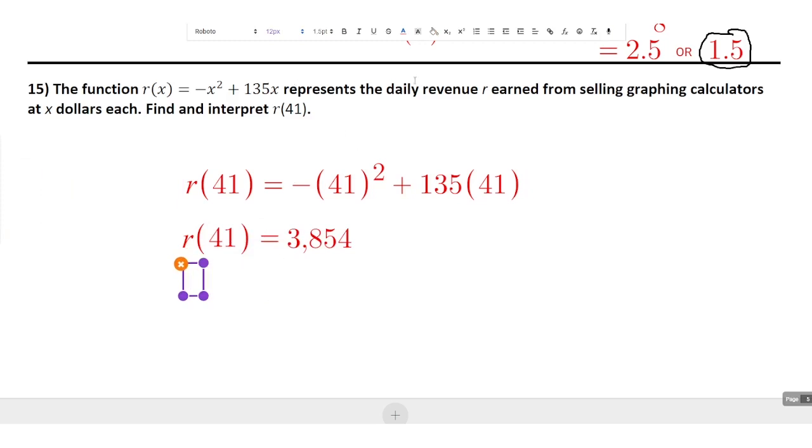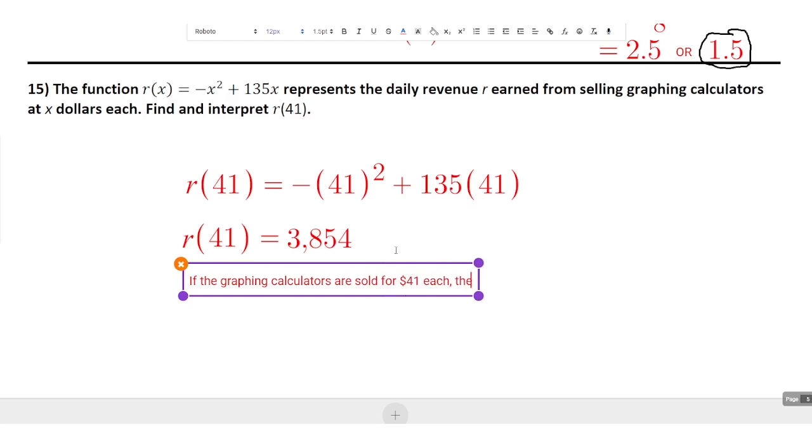And so just rereading the problem, basically what this means is if the graphing calculators are sold for $41 each, the daily revenue, in other words, how much money the business is making, would be $3,854. So the 41 is how much we're selling the calculators for, and this is the total revenue.